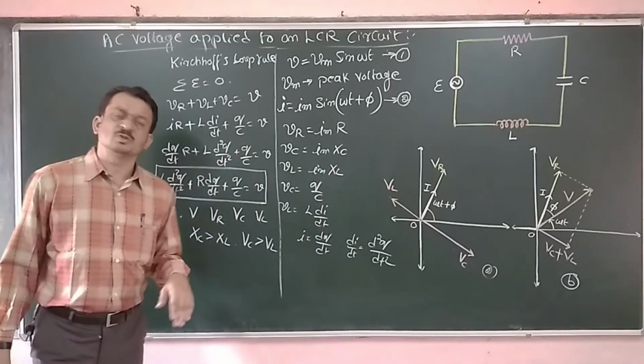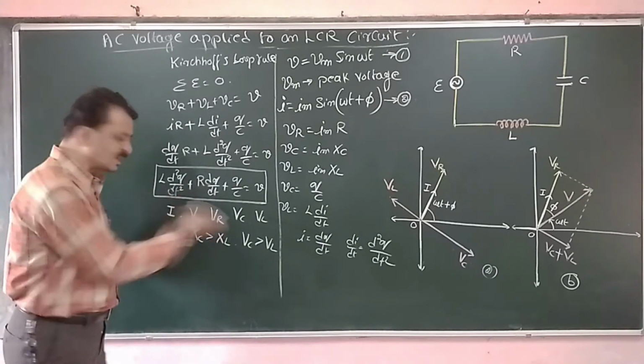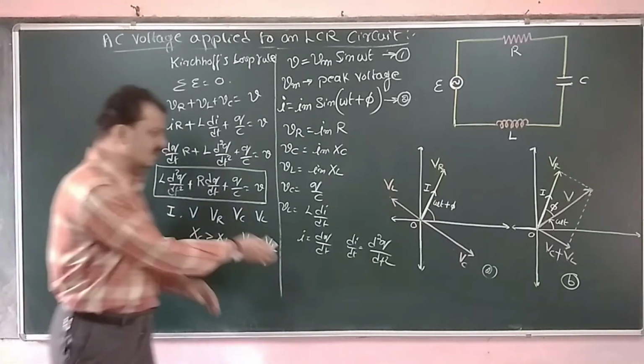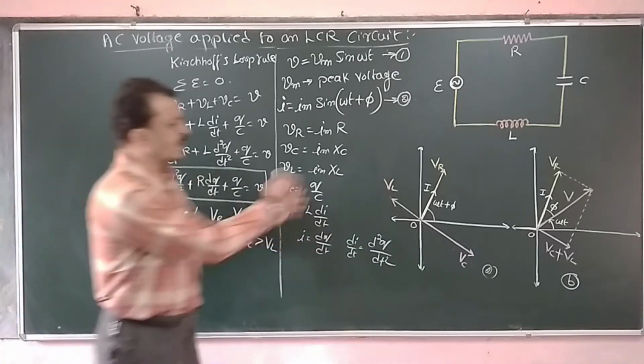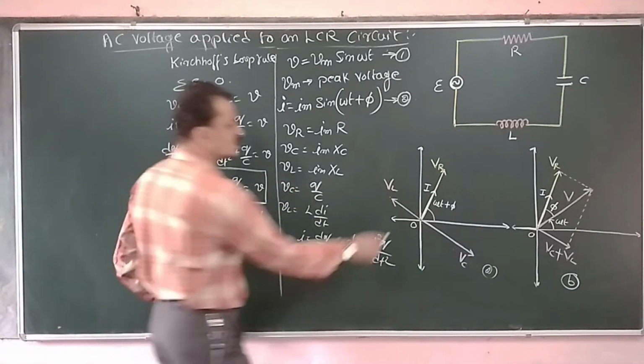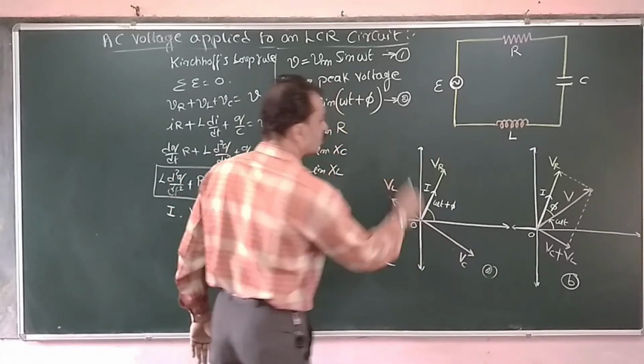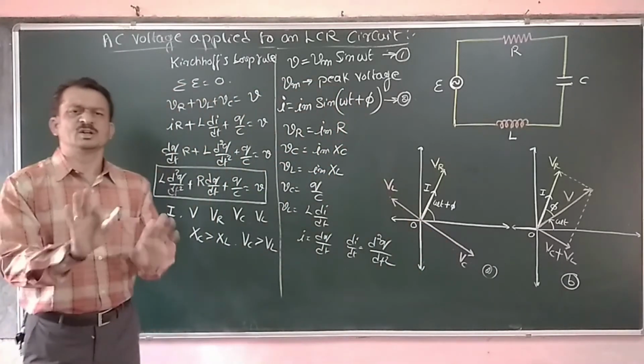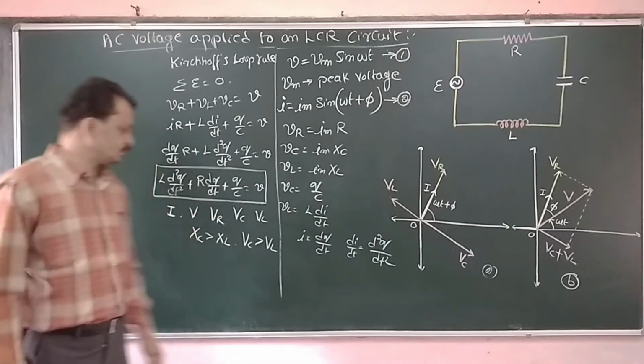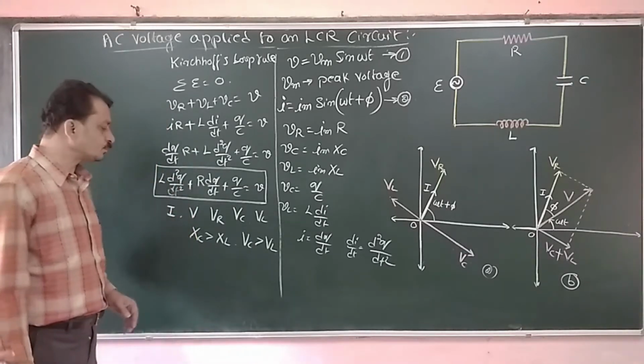In some other textbooks, it can be chosen XL greater than XC, that is, VL greater than VC. Then the diagram becomes a little bit different. Now this magnitude becomes more and this becomes lesser, and the diagram comes here. That is the only difference that we should remember.